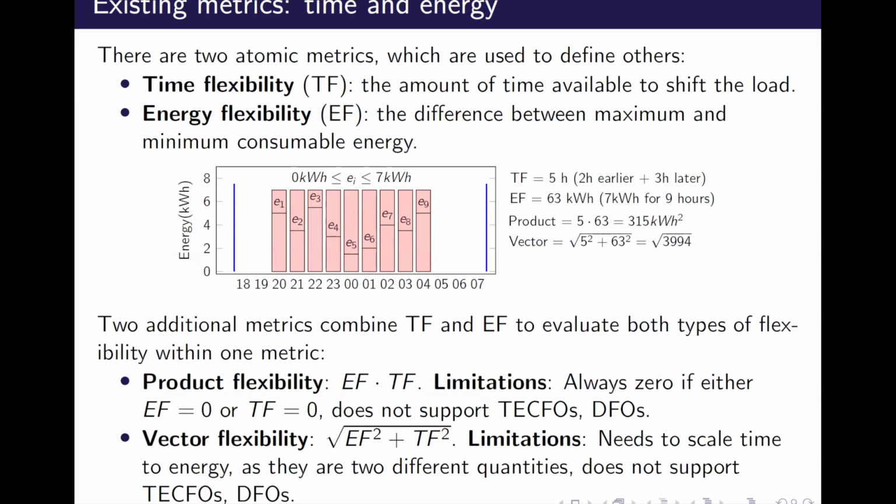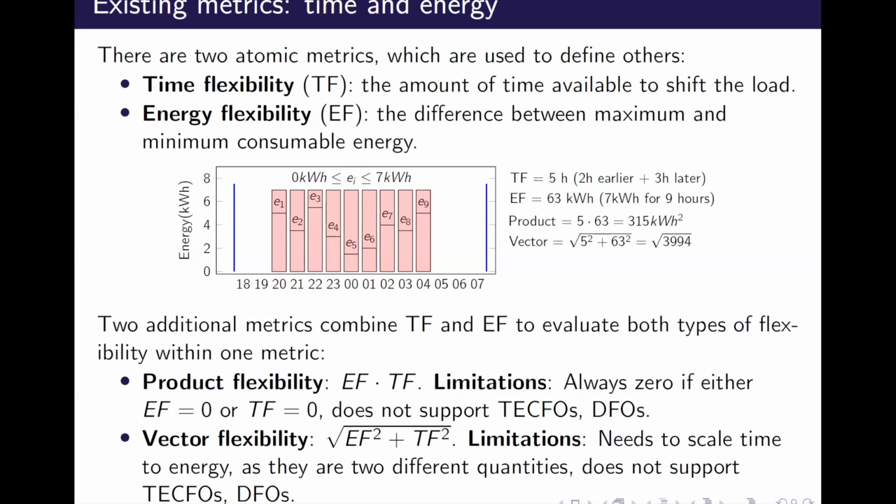There are a few metrics that are what we call atomic. There's energy flexibility, which is basically a numeric representation of the sum of all of the energy flexibilities here, taking the minimum possible consumption and the maximum possible consumption and then summing them together. There's also time flexibility, which basically just counts how many time steps backwards and forwards we can push the load profile. There are metrics that combine both, being the product flexibility and vector flexibility.